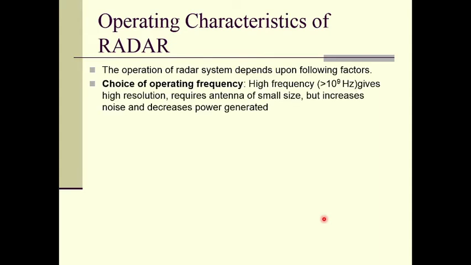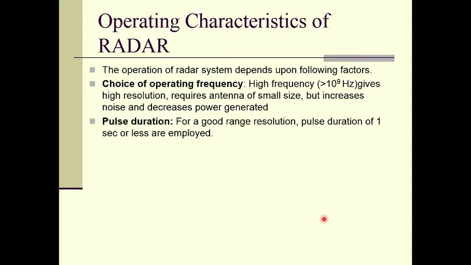So let us study the operating characteristics of radar. The operation of a radar system depends upon the following factors. First one is the choice of operating frequency. High frequency, usually greater than 10 to the power 9 hertz, is used. It gives high resolution, requires an antenna of small size, but increases noise and decreases power generated, right? So if we use high frequency, greater than 10 to the power 9 hertz, it will give us high resolution, meaning objects can be easily detected. High resolution requires an antenna of small size, so we can use a small size antenna also, but it will increase the noise and therefore decrease the power generated also, right?